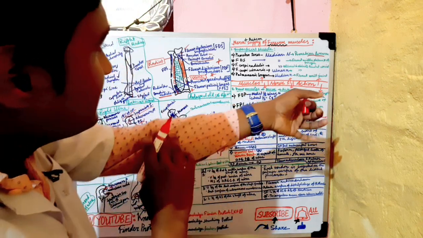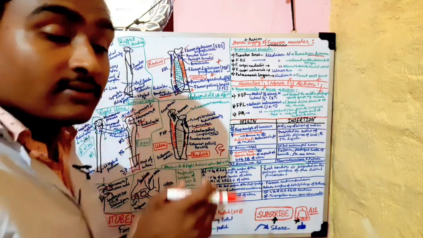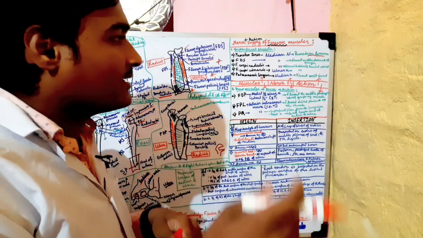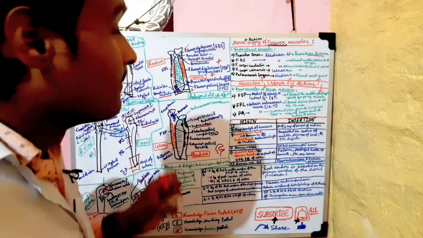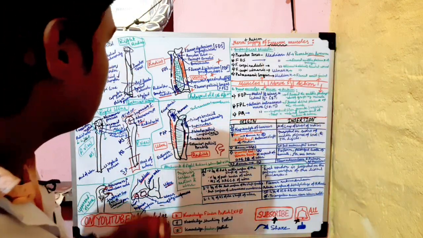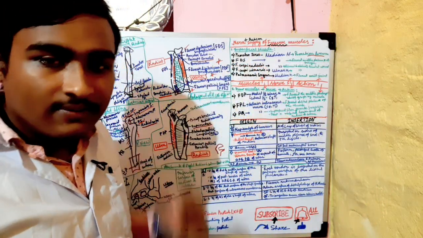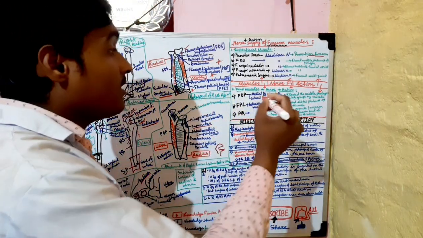It flexes and abducts the wrist joint. Flexor carpi ulnaris is supplied by the ulnar nerve and flexes and abducts the wrist joint. The palmaris longus is supplied by the median nerve and flexes the wrist joint. These are superficial muscles, and here you can see the deep muscles of the forearm.